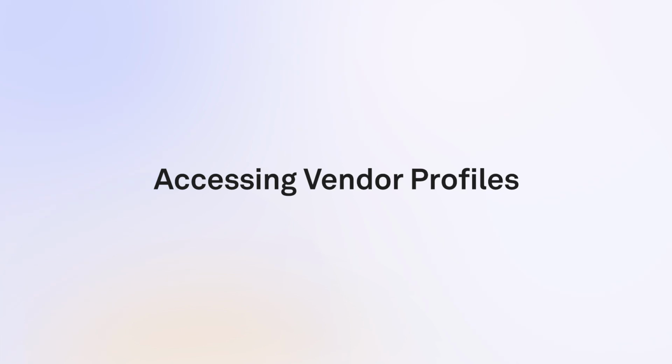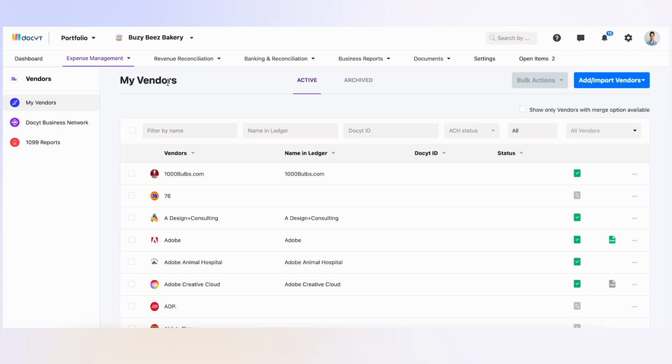Accessing vendor profiles. Go to the My Vendors section to view all the vendors associated with your business. Here, you can add new vendors or import vendors from QuickBooks. Archived vendors can be found in the Archived tab and are not visible in the Active tab.